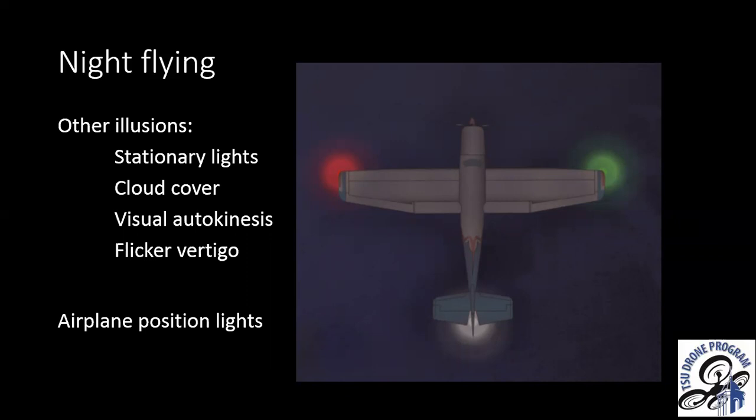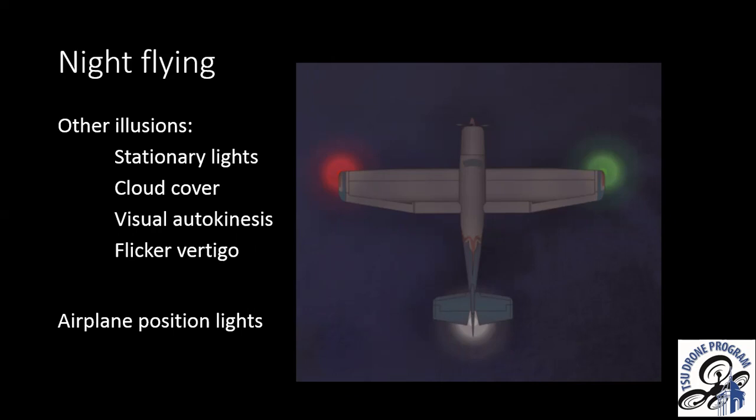Visual autokinesis can occur when staring at a single light source for several seconds on a dark night, and the result is that the light appears to be moving. And this won't occur if the visual field is expanded through those scanning techniques that I mentioned.